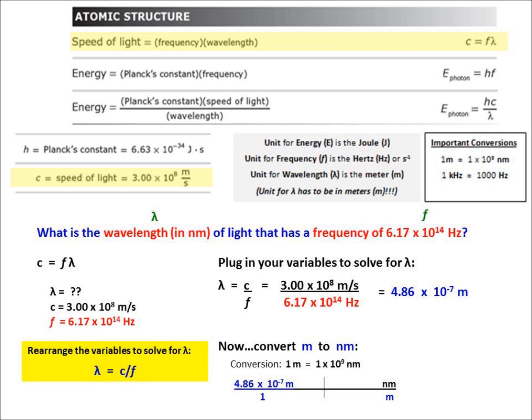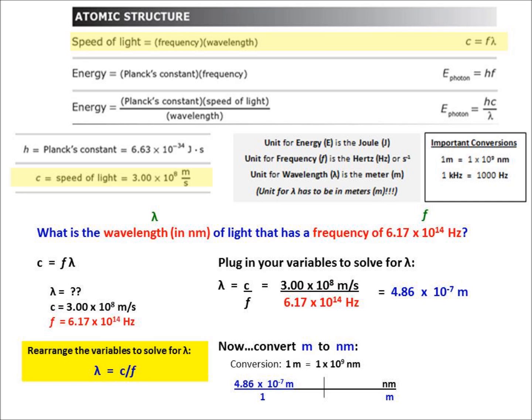So I need to set up my dimensional analysis. I always put my given over 1, my goal unit goes on the top on the other end, and my given unit goes on the bottom. So in this case, my given is 4.86 times 10 to the negative 7th meters. I'm going to put that over 1. And on the other end, my goal unit goes on top, so nanometer goes on top, and my given unit, which is meters, goes on the bottom.